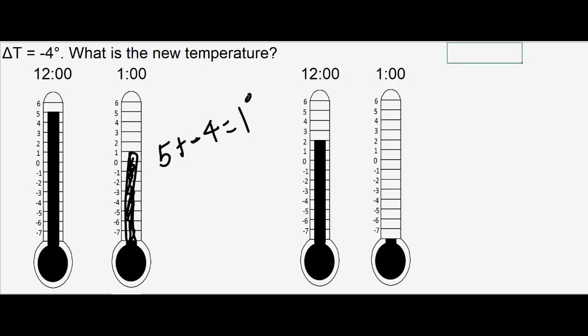In the second case, where it's 2 degrees at 12 o'clock, it goes down 4. I'm actually going to end up at -2. So 2 plus -4 equals -2 degrees. So when you're adding negatives, whether the answer is positive or negative really depends.